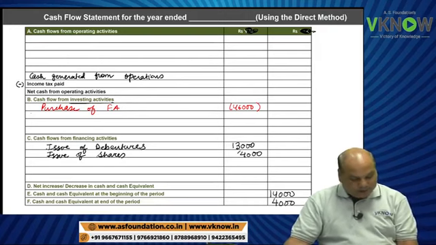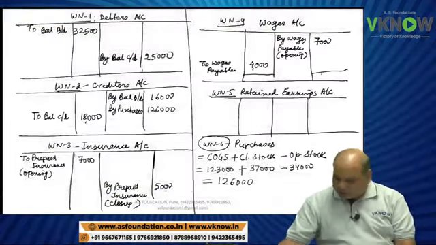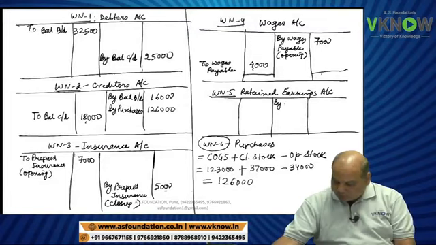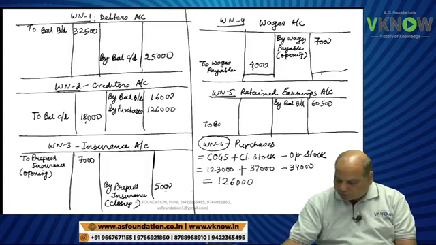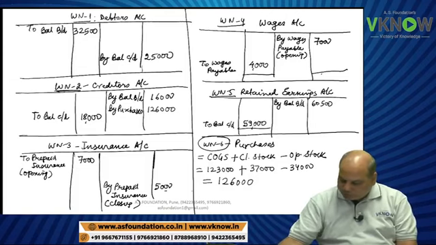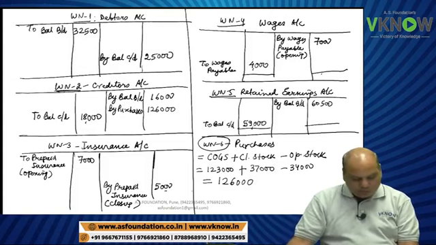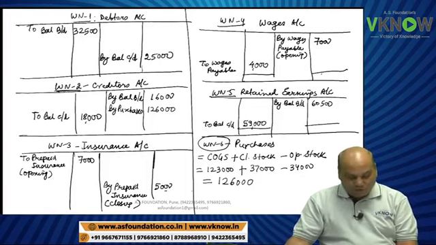Retained earning, we have a separate ledger. By balance brought down 60,500. Working note 5, debit side last line, to balance carried down 59,000. This completes our balance sheet.